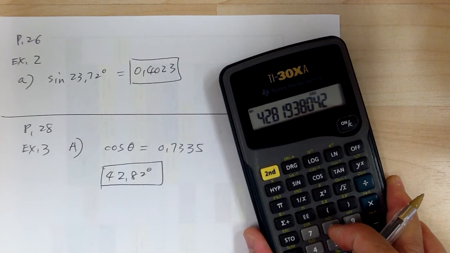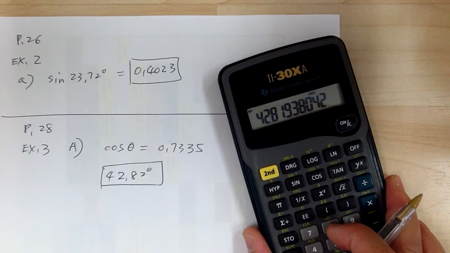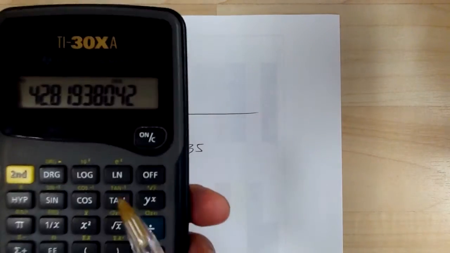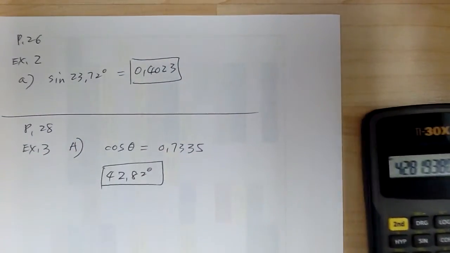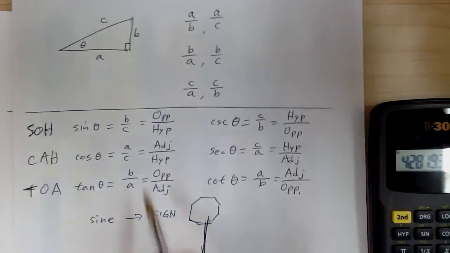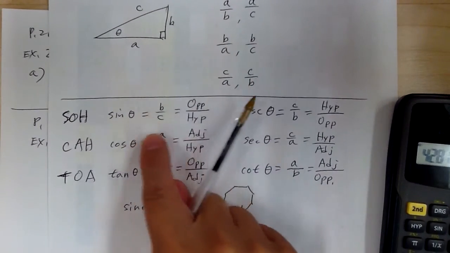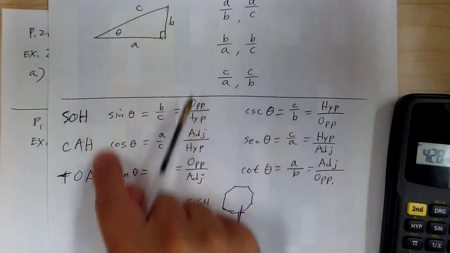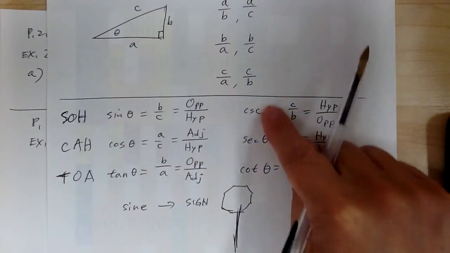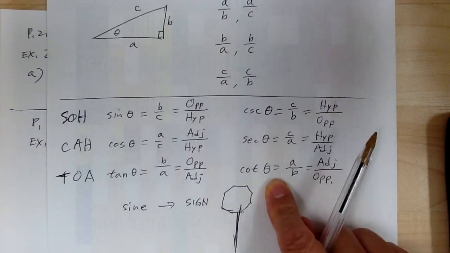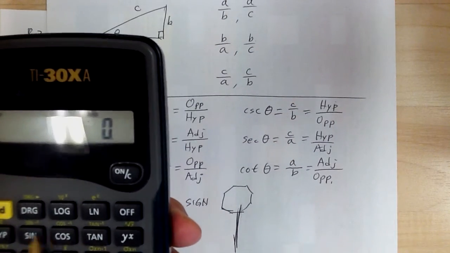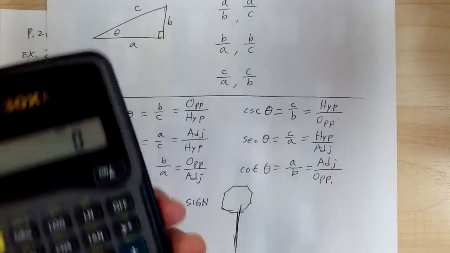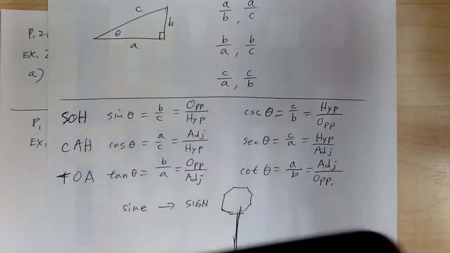Now, when you have a secondary function that is not on the calculator, notice the calculator has only sine, cosine, tangent. These three, sine, cosine, tangent, are called primary functions. These three are secondary functions. So you need to know how to handle that, since you don't have those on the calculator. So I'm going to show you how to figure these out on the calculator.